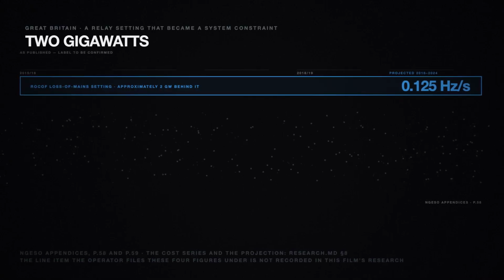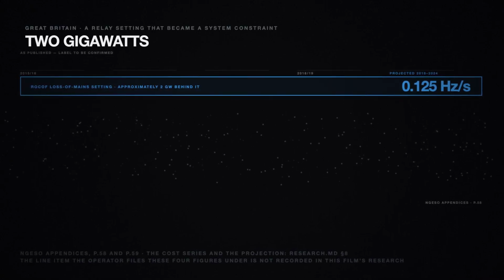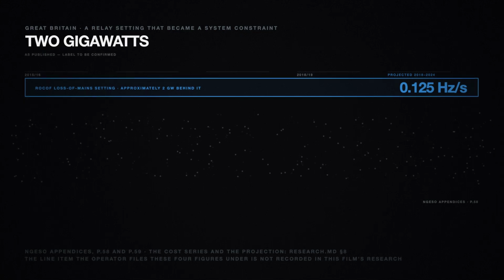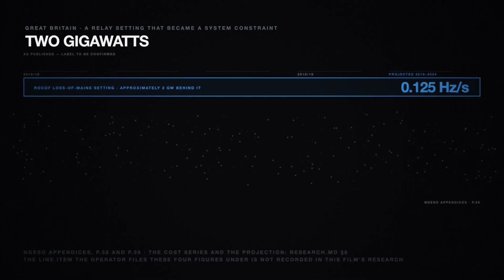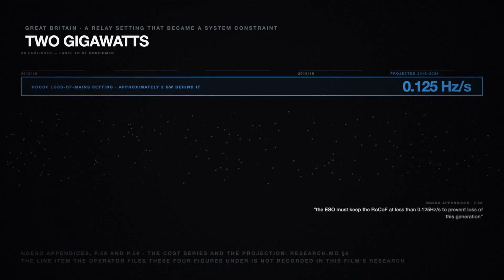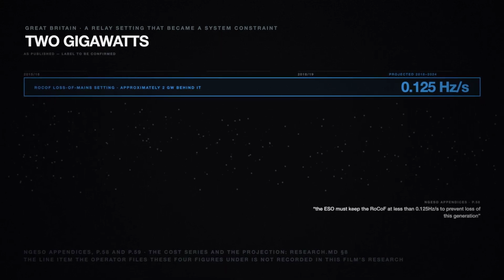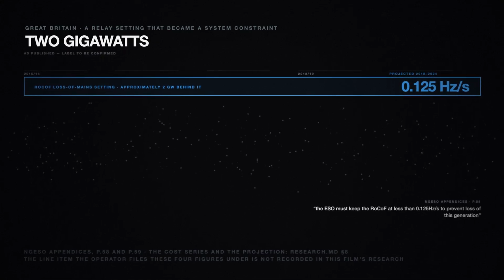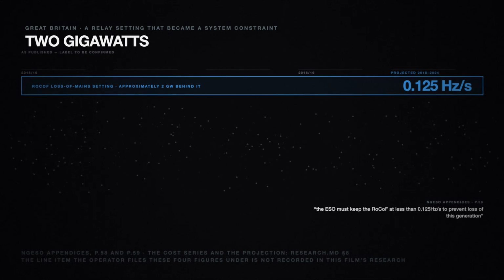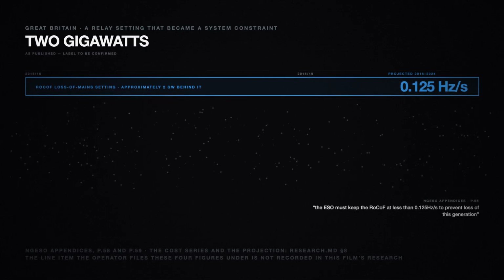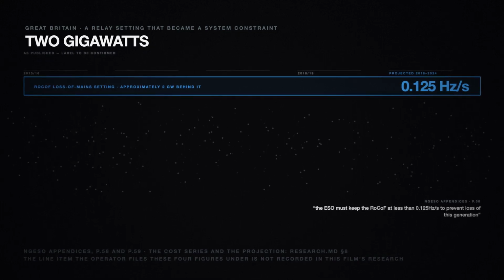Approximately 2 gigawatts of small generators in Great Britain sat behind relays that disconnect them if the rate of change of frequency goes above 0.125 Hz per second. The operator's own appendices state the consequence as an obligation on itself. As a result, the operator must keep the rate of change of frequency at less than 0.125 Hz per second to prevent loss of this generation. That is an inversion. A relay setting on embedded plant became a constraint on a country's whole transmission system.